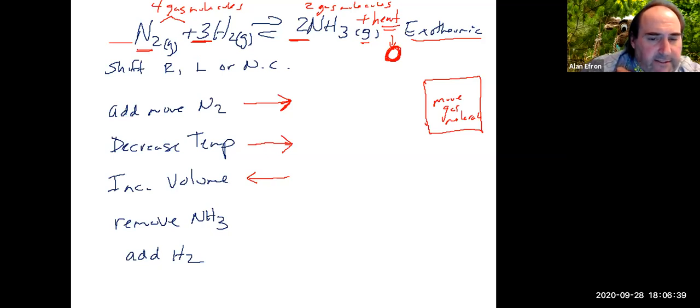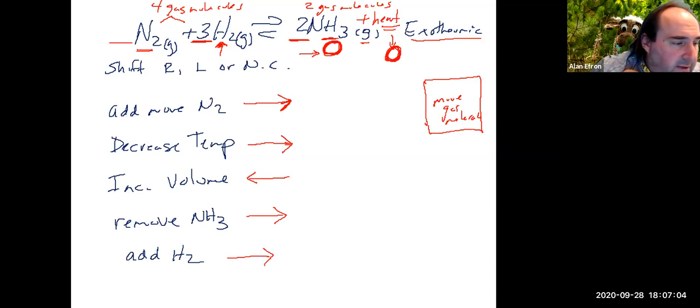So looking at NH3, which is here, we're going to remove NH3. So when we remove, it goes towards the side we removed it from. So it should shift to the right. And lastly, we're going to add H2, which is on the left-hand side. When we add, it goes away from it, which means it will also go to the right. Any questions on that one there?